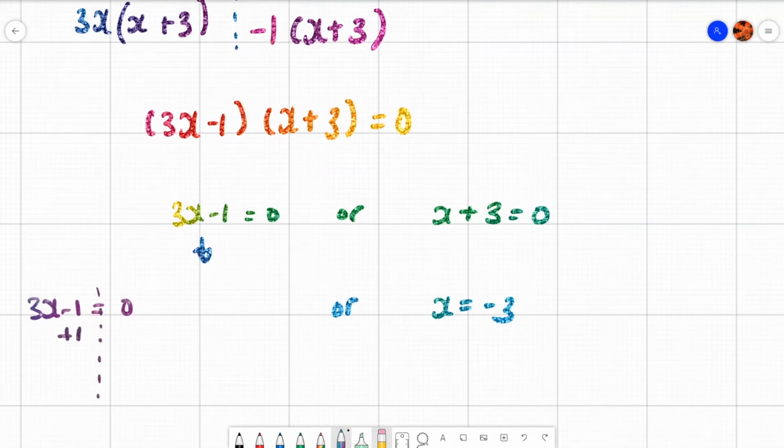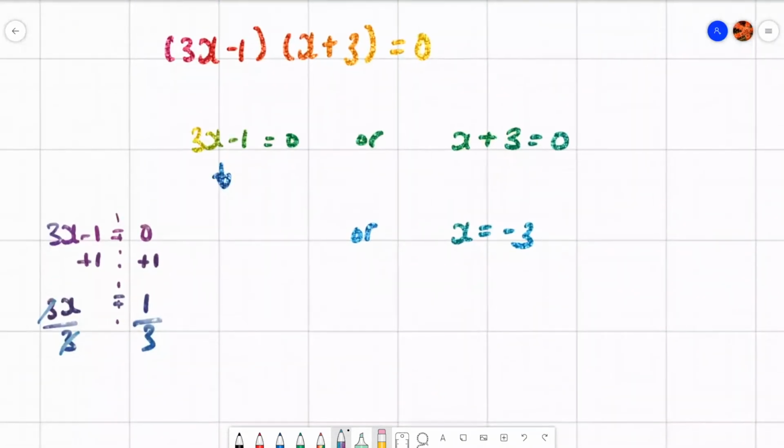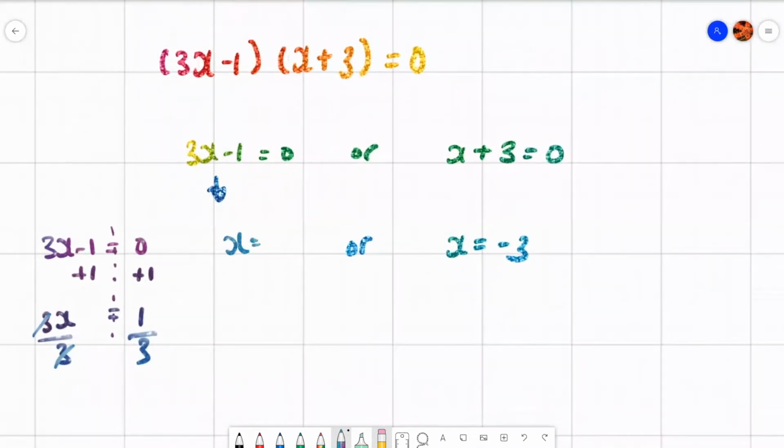So I'm going to add 1 on both sides. I'm left with 3x here because minus 1 add 1 is nothing. 0 add 1 is 1. Well, how do I get rid of the times by 3? Well, I divide by 3 on both sides. That cancels. I'm just left with x. So x is a third. So we're going to say x is a third, or x equals minus 3. And we've solved this quadratic equation.